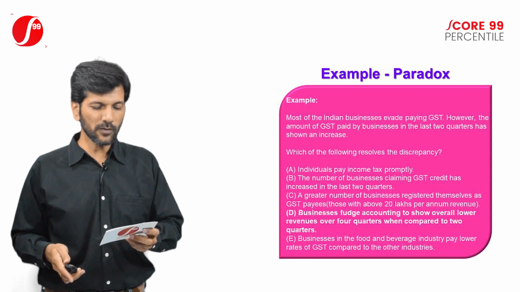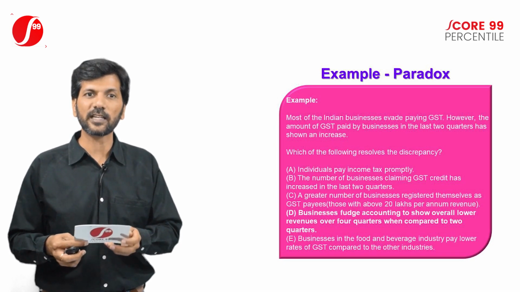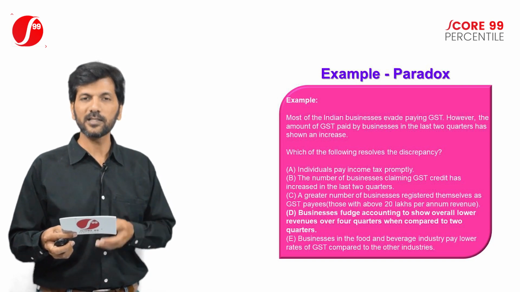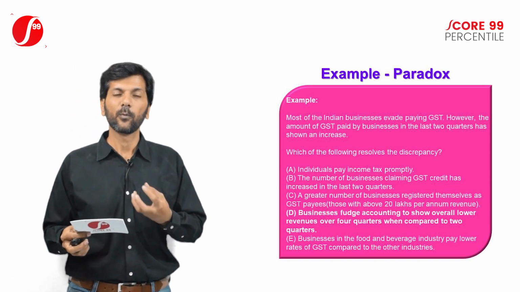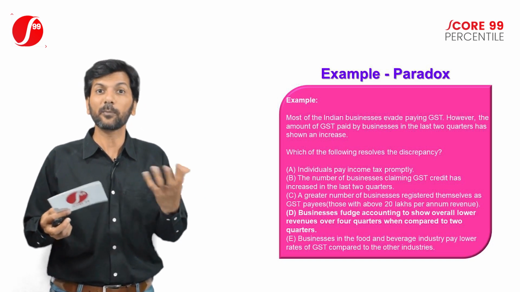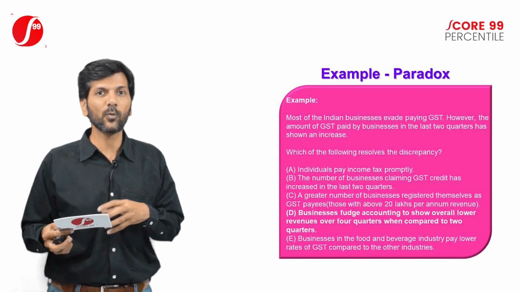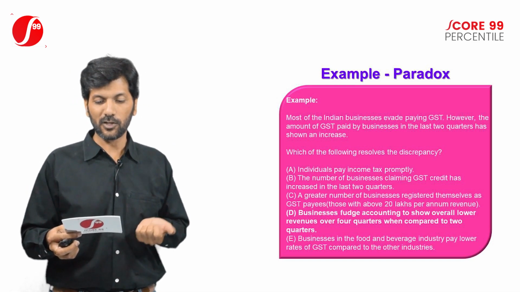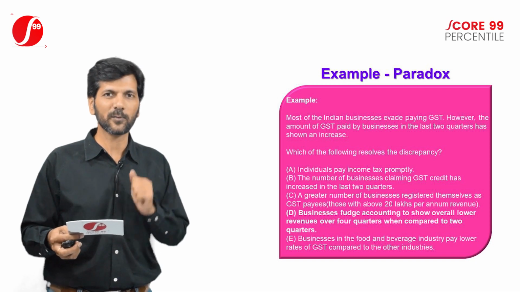Most of the Indian businesses evade paying GST. However, the amount of GST paid by businesses in the last 2 quarters has shown an increase. How is this possible? The first is a factual statement that says that most businesses do not pay GST. How is it that in the last 2 quarters GST income has increased? Which of the following resolves the discrepancy? How do you explain this?